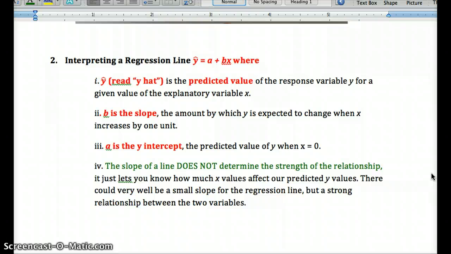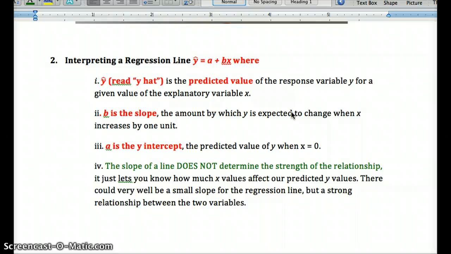And it has the same a plus bx form that we've used before, where b is the slope, the amount by which y is expected to change when x increases by 1 unit, rise over run, all that. A is the intercept, meaning the predicted value of y if x were 0.